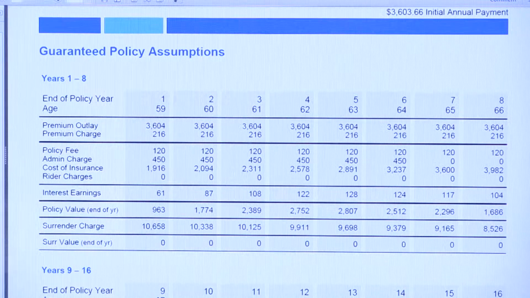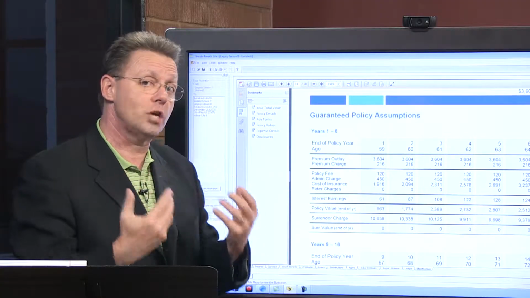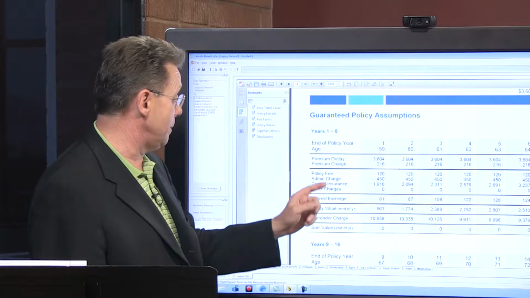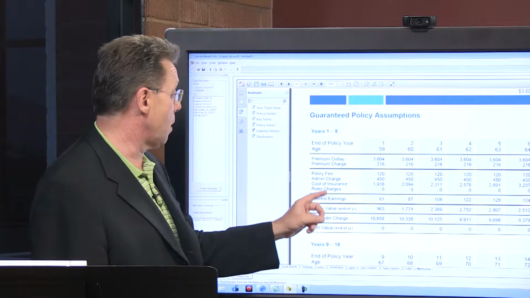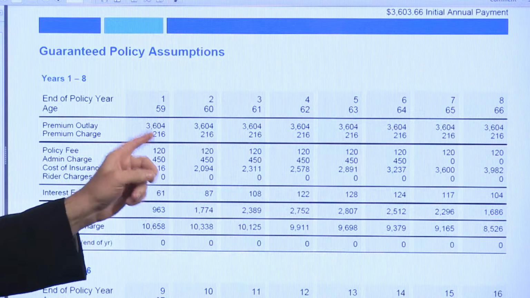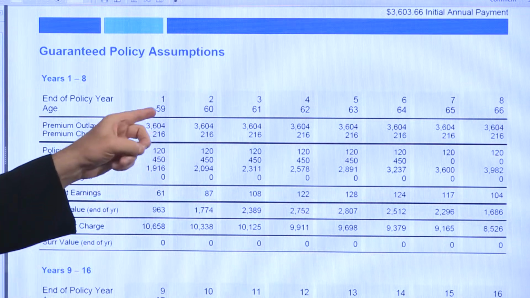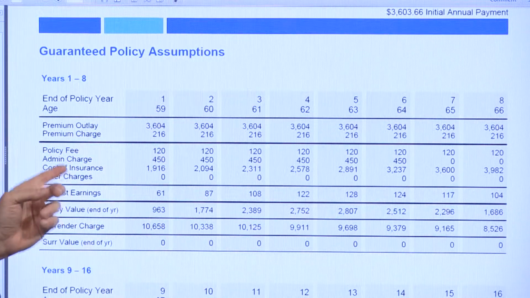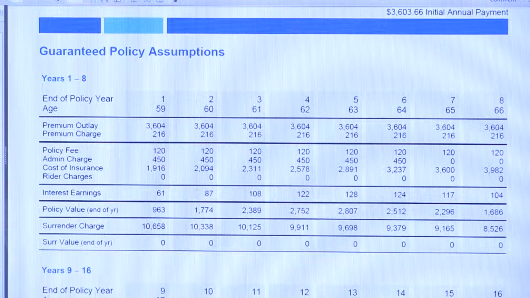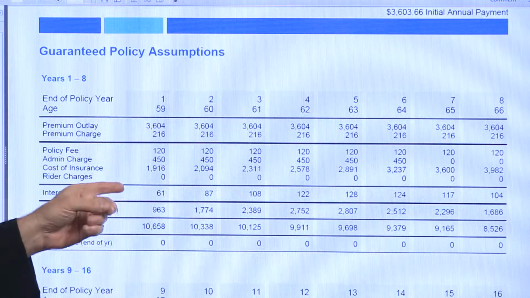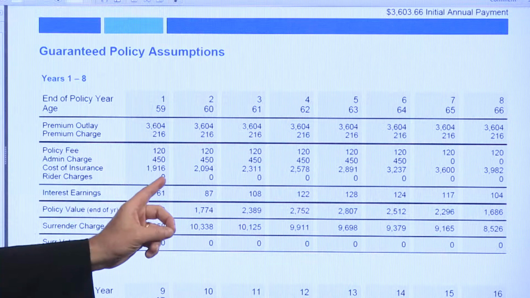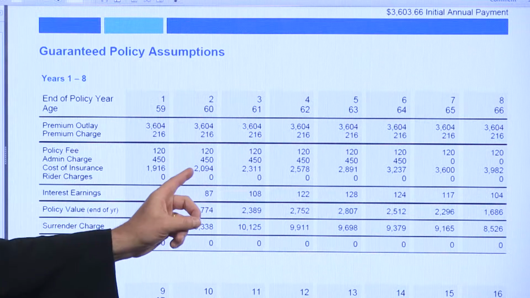Now again, even though this is a bundled approach for construction of a life insurance chassis, there actually are physical numbers in here: policy fee, admin charge, cost of insurance, and rider charges. So the premium charge is $216 out of that premium. I have a policy fee of $120. I have an admin charge of $450, and my cost of insurance is $1,916. Now notice, every year it goes up.